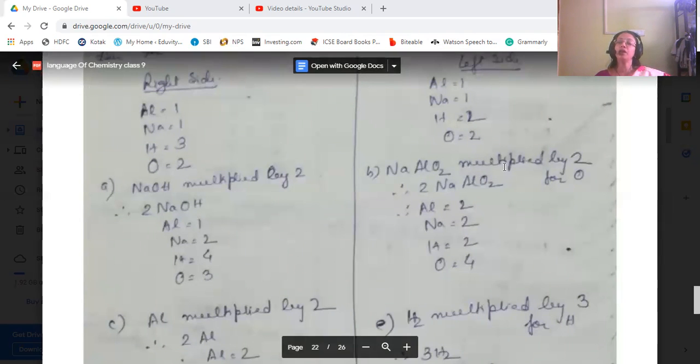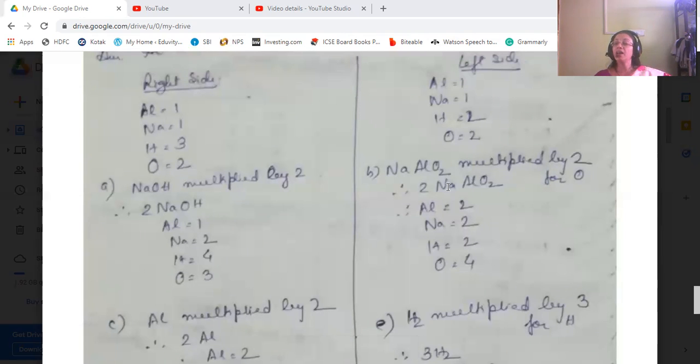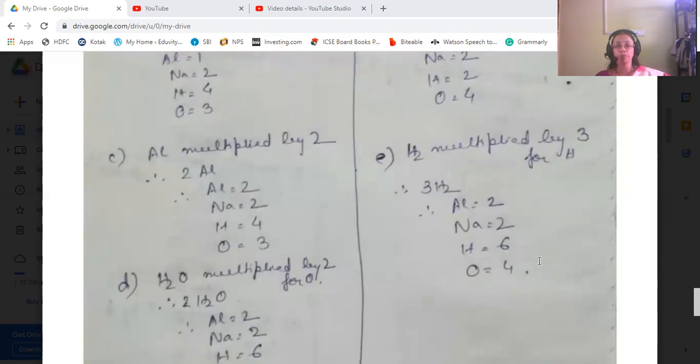Now sodium aluminate is multiplied by 2 for oxygen, making it 4. Okay. So we multiply this NaAlO2 by 2, we get aluminium is equal to 2, Na is equal to 2, H is equal to 2, O is equal to 4.